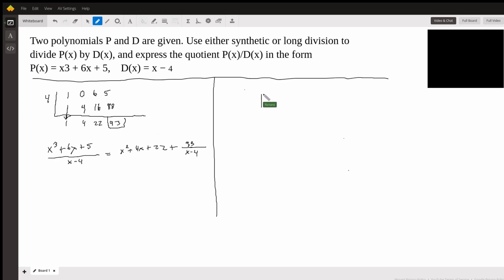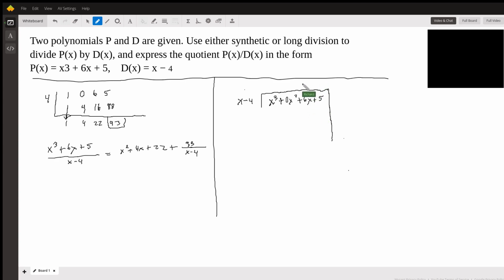Okay, so for long division, this is just set up a little differently. It looks more like traditional division, the way you learned in grade school. So x minus 4 goes here, and x cubed plus 0x squared plus 6x plus 5 go up here.